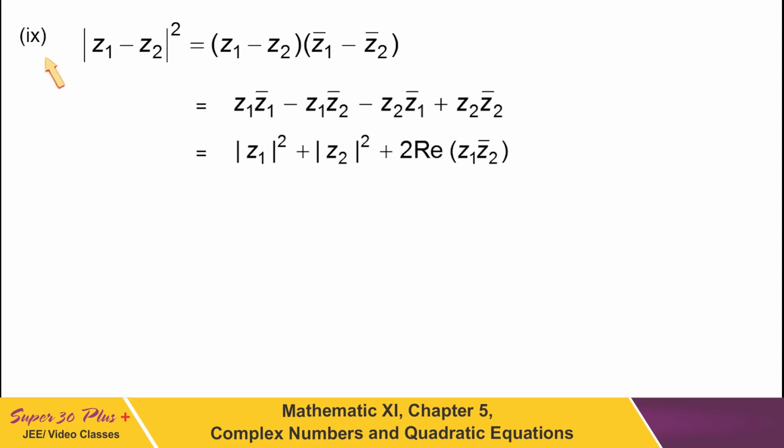This is property number 8 here. Now property number 9 is similar. It is mod of z1 minus z2 whole square. By using the property, it is z1 minus z2 into z1 bar minus z2 bar. Now simplify it. It is z1 z1 bar, and minus z1 z2 bar, and minus z2 z1 bar, and minus minus plus z2 z2 bar. Now we are going to simplify it. This is mod z1 square and this is mod z2 square, and these two club and form two real z1 z2 bar. So we can easily find property number 9 is here.